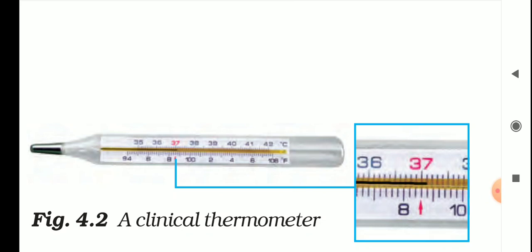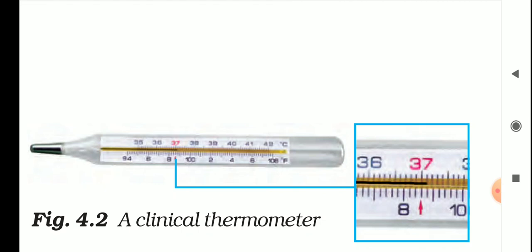Now the scale of the thermometer records temperature in degree Celsius, and it can also record in degree Fahrenheit, but generally between 35 to 42 degree Celsius, which is the range of human body temperature. Between this range the temperature of the human body lies. So it is 35 degree Celsius to 42 degree Celsius. On an average the temperature of the human body is around 37 degree Celsius.